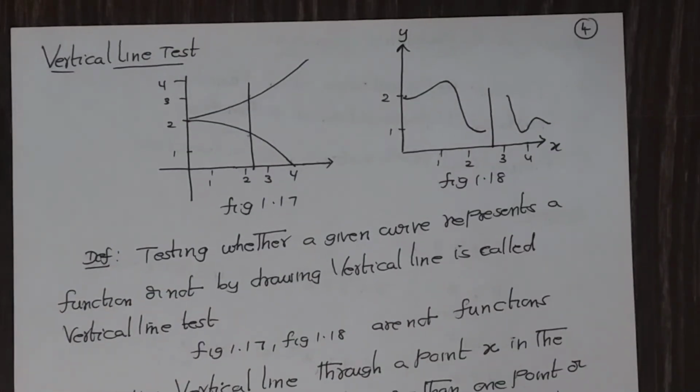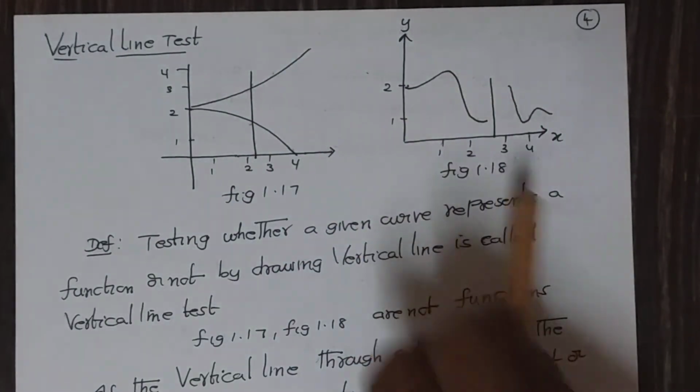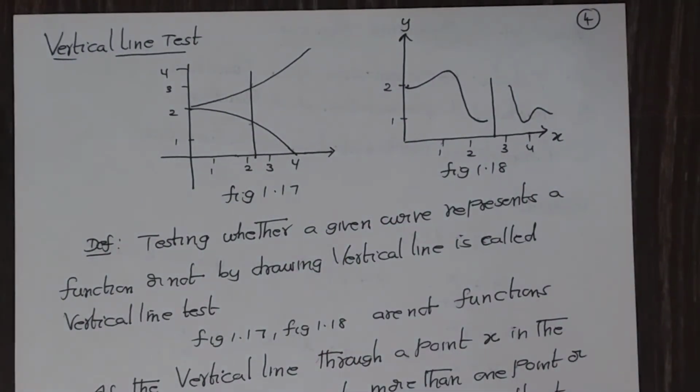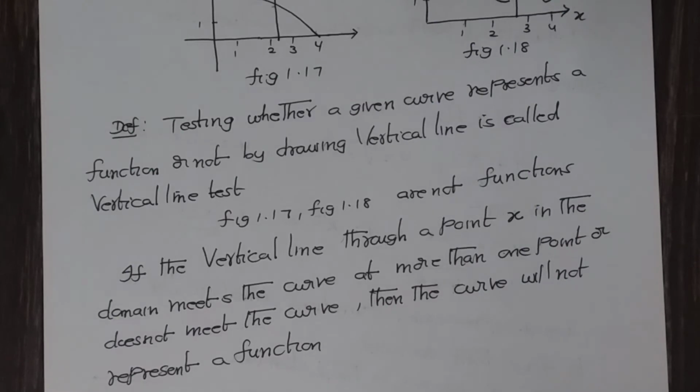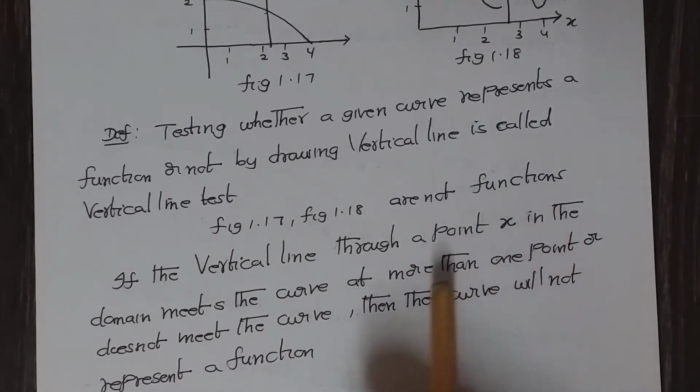So more than one point means like this, these are 2 points. Not cutting means like this, so it is not at all touching the curve. So in that case, the vertical line through a point x in the domain meets the curve at more than one point or does not meet the curve, then the curve will not represent a function.